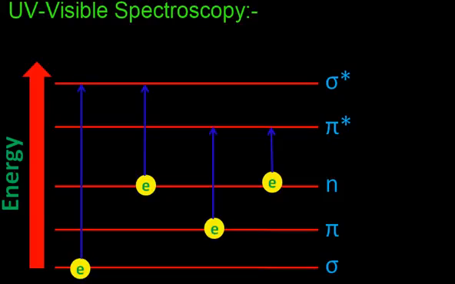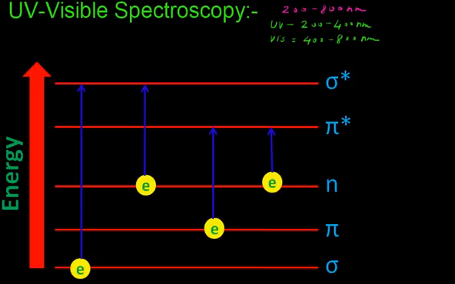What I am going to do in this video is to talk a little bit about UV visible spectroscopy and the different electronic excitations present in it. The range of UV visible spectroscopy is from 200 to 800 nanometers. Specifically, for UV, this range is 200 to 400 nanometers, and for visible it is 400 to 800 nanometers.